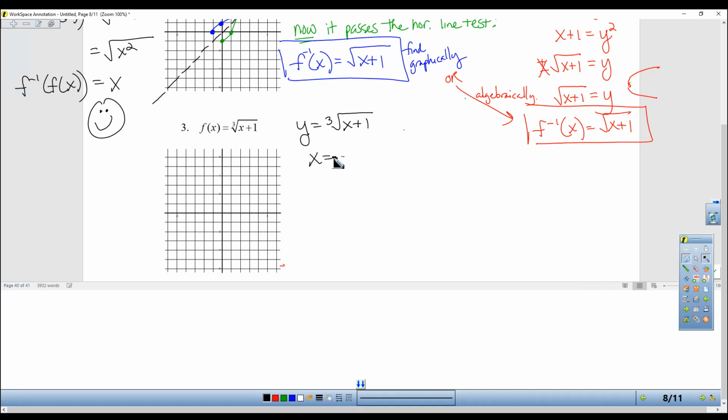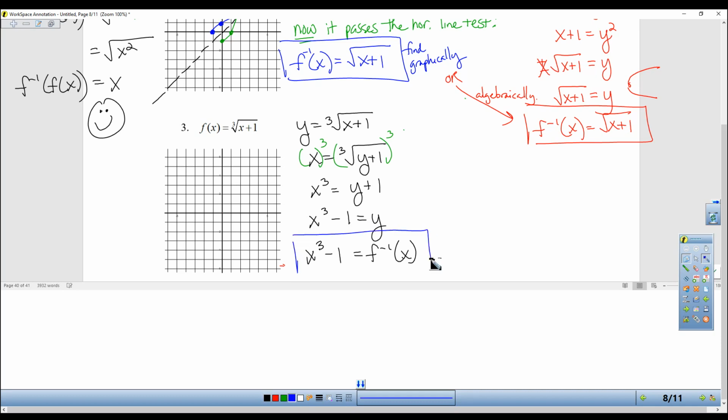I switch the x and the y. I cube both sides. Let me show that. Cube is equal to y plus 1. And I get x cubed minus 1 is equal to y. So the original problem, at some point you are going to have to graph it. Let me just write this as inverse first. So I have my inverse and I have my original.